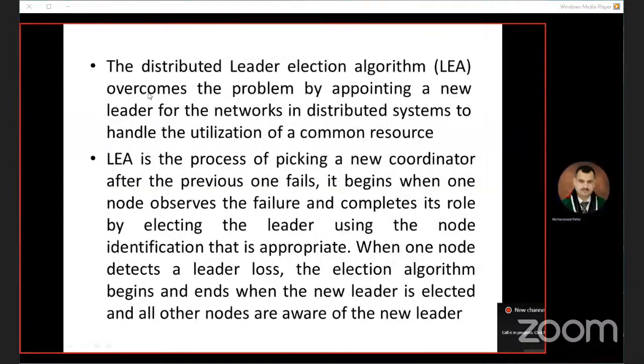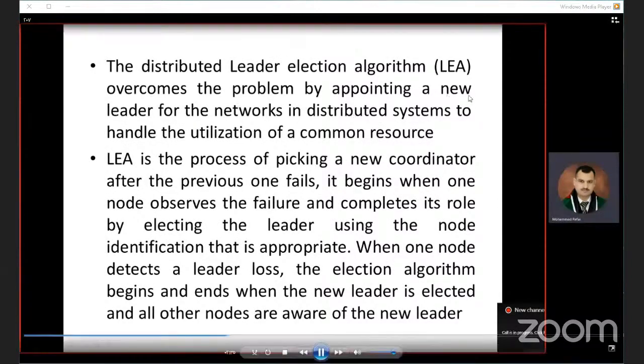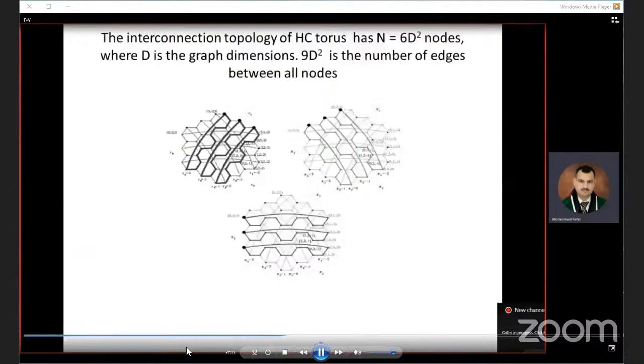The distributed leader election algorithm overcomes the problem by appointing a new leader for the network in distributed systems to handle the utilization of a common resource. Leader election algorithm is the process of picking a new coordinator after the previous one fails. It begins when one node observes the failure and completes its role by electing the leader using the appropriate node identification. When one node detects a leader loss, the election algorithm begins and ends when the new leader is elected and all other nodes are aware of the new leader.